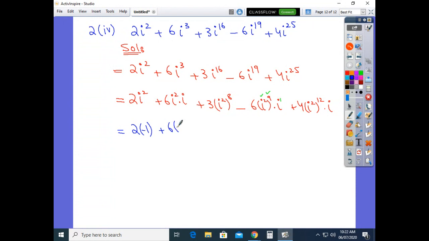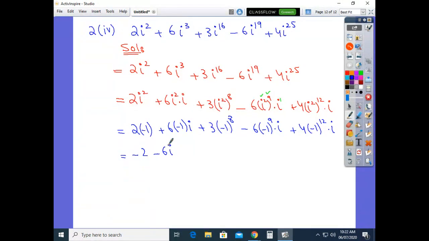What is the value of iota square? Negative 1. Where we see the iota square, we write negative 1 instead of iota square. Similarly, here also we write negative 1 instead of iota square. Now after more simplification, negative 1 multiplied by 2 becomes negative 2. Negative 1 multiplied by 6 becomes negative 6 and it contains iota.